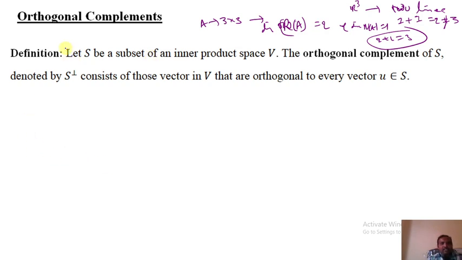Now the definition. Let S be a subset of an inner product space V. The orthogonal complement of S is denoted by S perp.